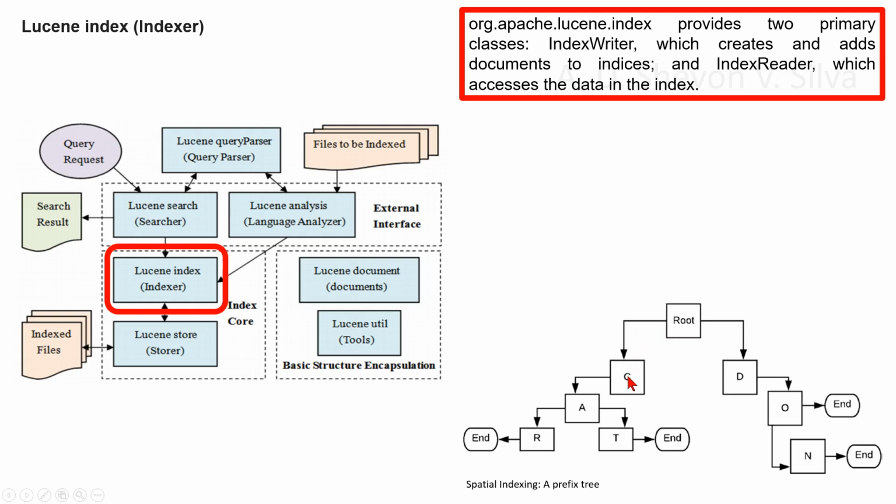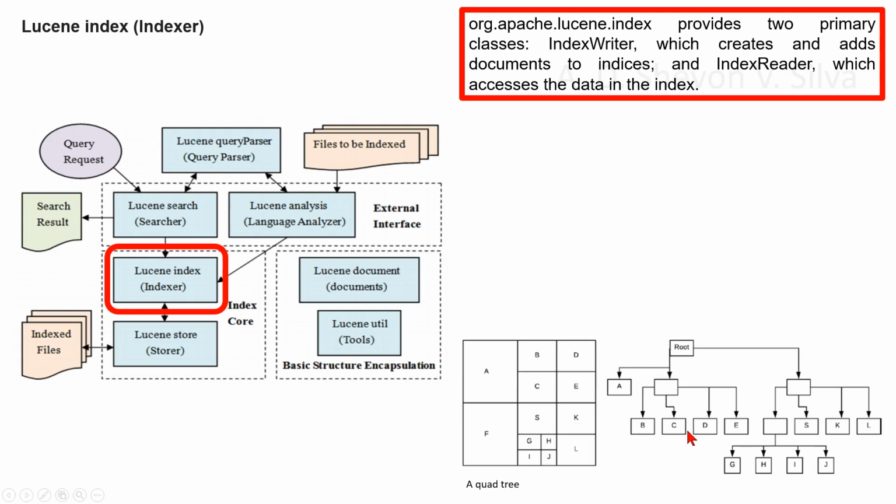Here you can see the root is connected to C, C is connected to A, and A is connected to R, which is car. Here C is connected to A, and A is connected to T, which is cat. And here the root is connected to D, D is connected to O, and O is connected to N, and it's do. And here D is connected to O, O is connected to N, and N is connected to N, which is done.